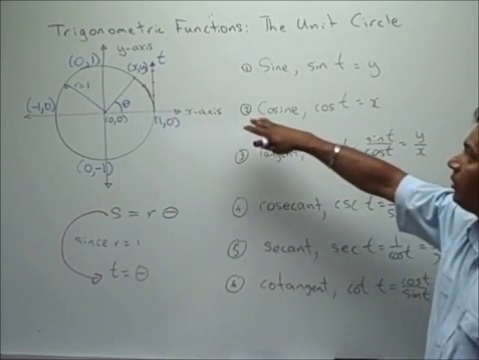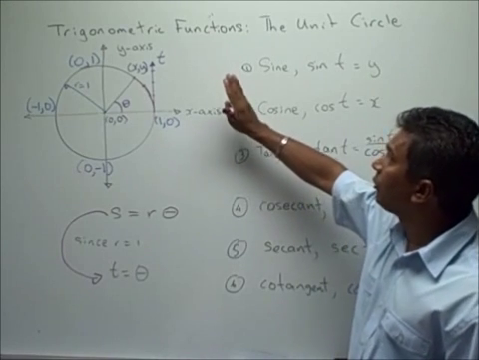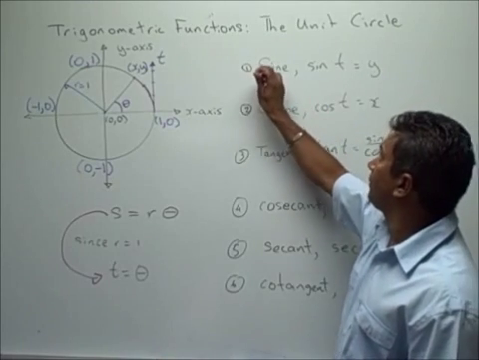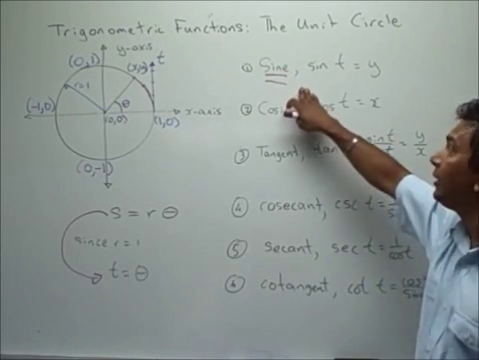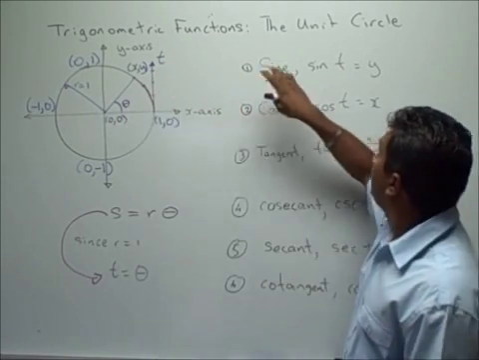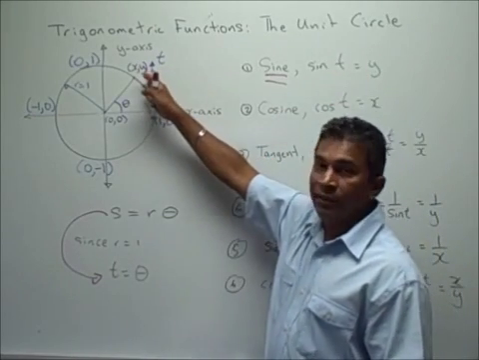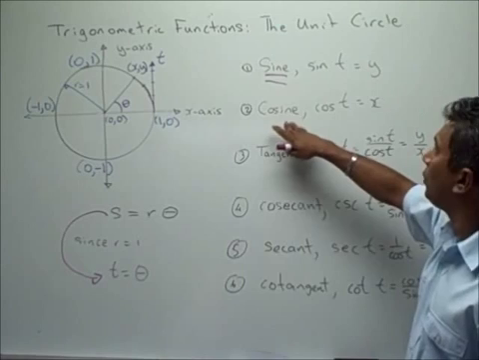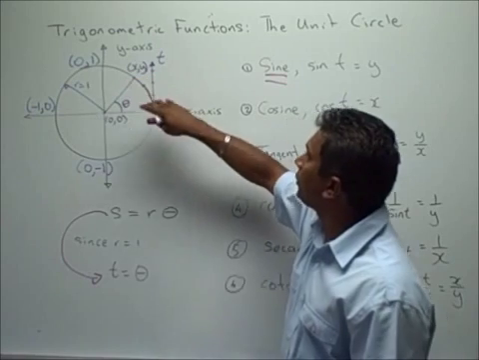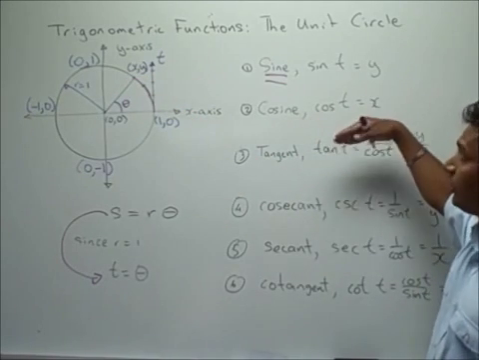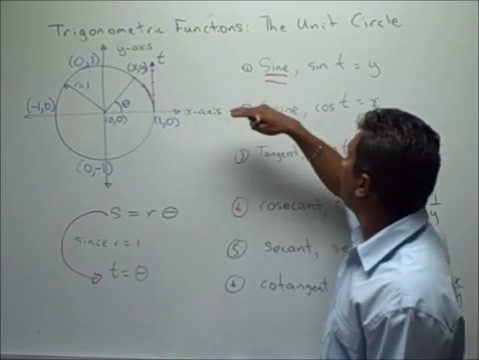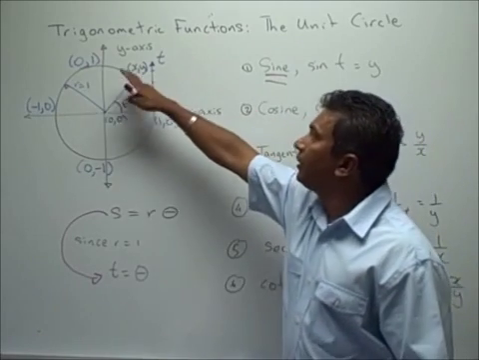Based on this information, we will define the six trigonometric functions. The first one is sine, which is abbreviated sin. So the sine of t, or angle t, is equal to the y value on our unit circle. The cosine, or cos t, is equal to the x value on our unit circle. And this is always true, and if you cannot remember, this is in alphabetical order. So x comes before y, c comes before s, cosine and sine.